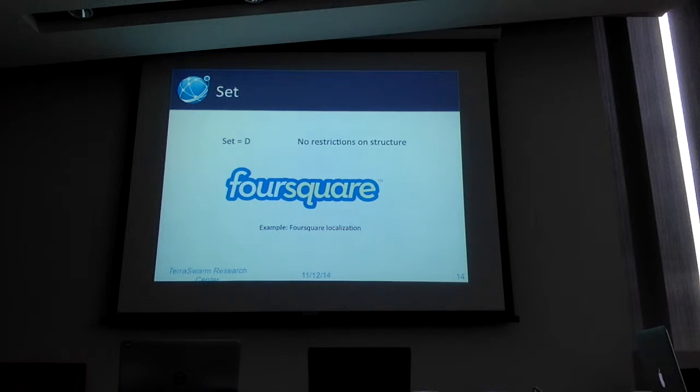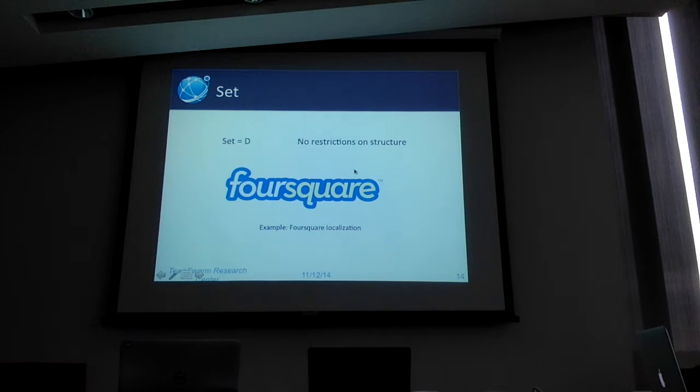So to start with, a set is basically just a domain, and we don't require anything about it besides it to just be a set. An example of a localization system that would do this is classic Foursquare. Foursquare is now moving on to doing real localization where they can tell you where you are, you don't have to check in. But classic Foursquare meant that you were just saying, I'm at this location.